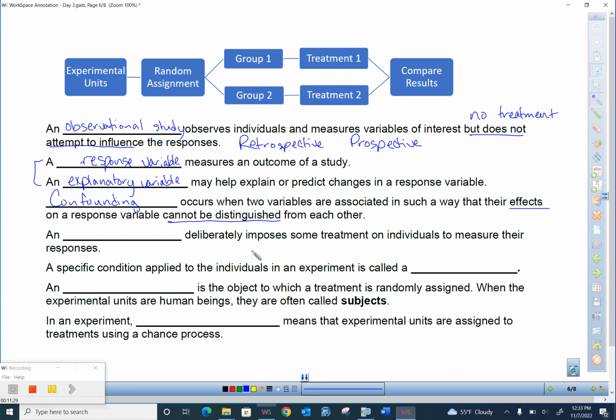A blank deliberately imposes some treatment, so this is the one where there is a treatment on individuals to measure their responses. That's an experiment. And the condition that's applied to those individuals is the treatment.